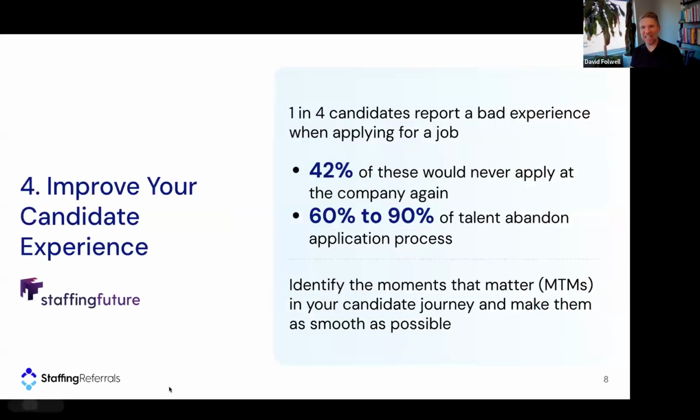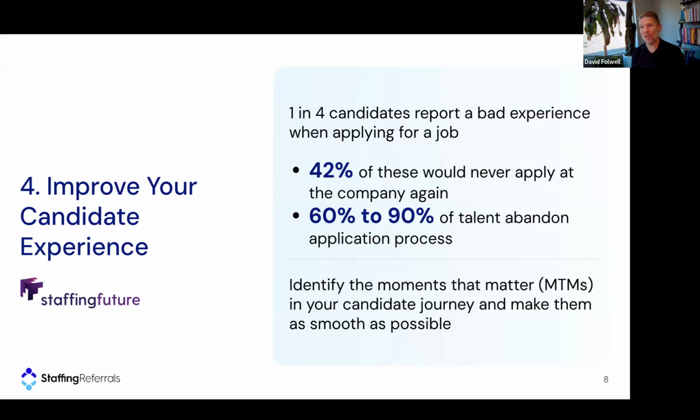Absolutely. And next up, improving your candidate experience is another way you can reduce your overall spend on job boards. One of the key elements here, I always call it the cart abandonment from my days at Hotel Engine. But essentially, candidates are coming to your website. 1 in 4 are rating that they're having a bad experience when applying for a job. 42% of those candidates are saying that they would never apply to that company again because the experience is so bad. What we know is that 60 to 90% of talent will abandon your application process on average.